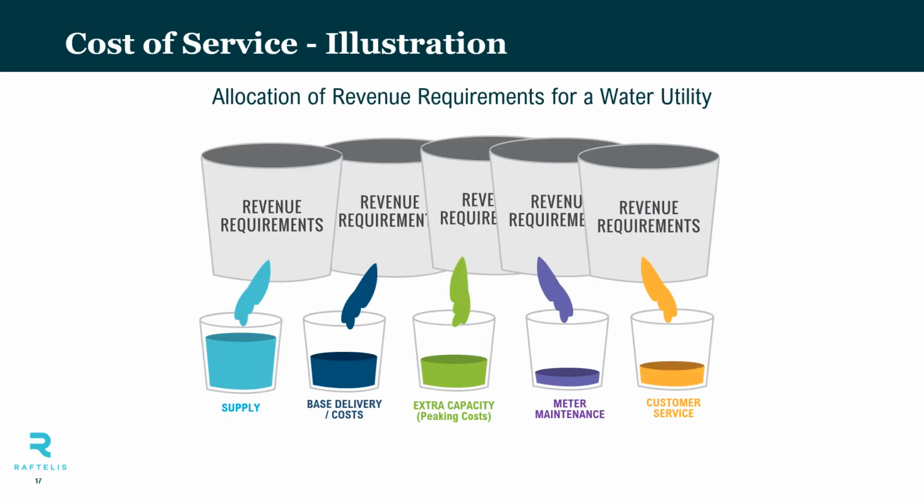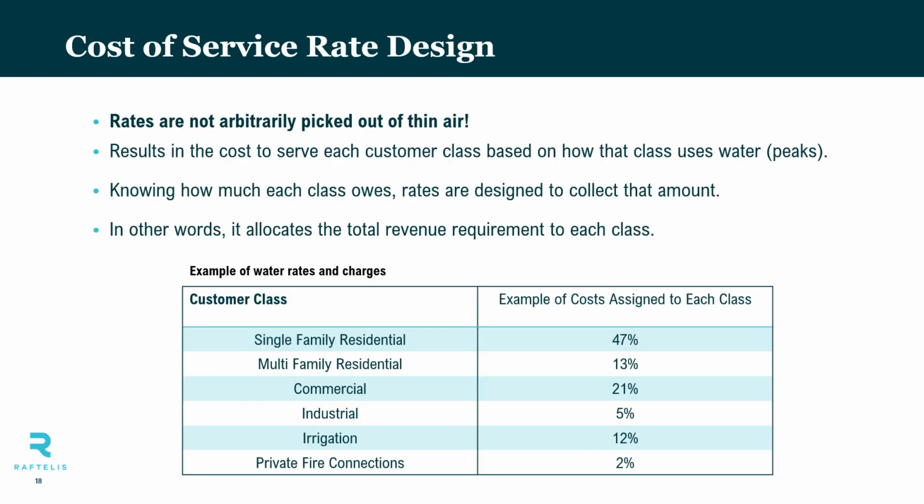To illustrate, a cost of service takes all costs and puts them in different buckets. In the example shown for a water utility, the buckets include costs to supply water, deliver water, peaking costs, cost to maintain meters, etc. It's important to know that rates are not arbitrarily picked out of thin air, and Prop 218 has to be met. There's a process to calculate and design rates.